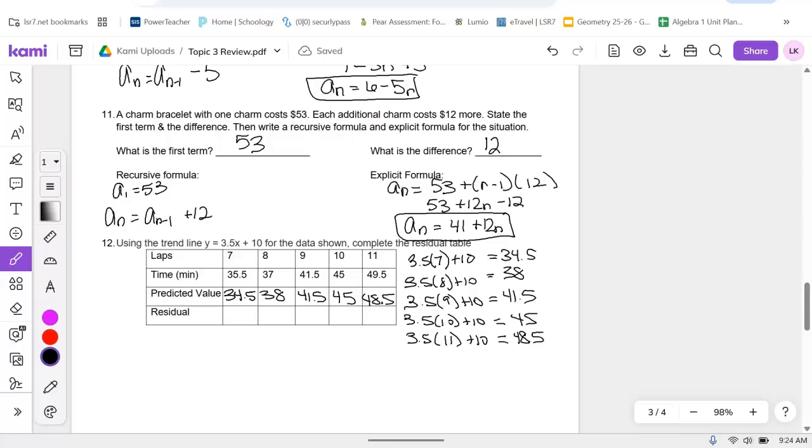Now remember, your residual is you subtract your actual from your predicted. So your residual is 1, 1, 0, 0, 1. So that would be a very strong trend line there.